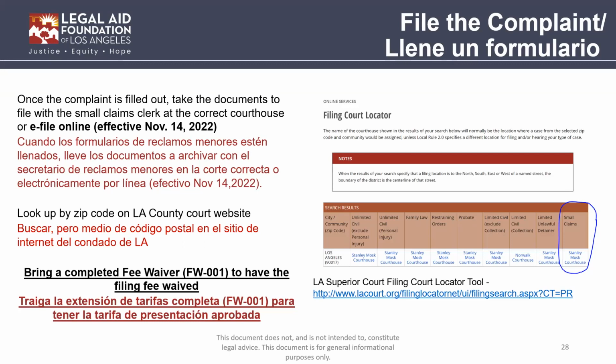The LA County Court has an online tool called the Superior Court Filing Locator Tool. So you can use this link, input your zip code, and it will tell you which courthouse to go to file your small claims case, on the far right of the chart. Once you've figured out the right court, take your documents to the courthouse to file with the small claims clerk. And if you would like to have the filing fees waived, complete a fee waiver, and that's form FW001.